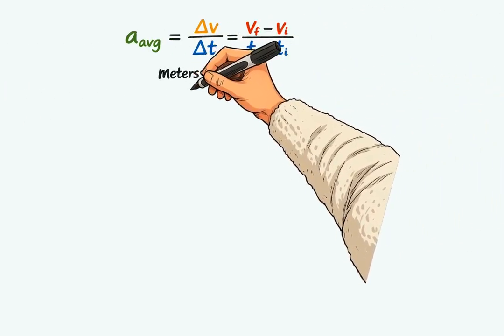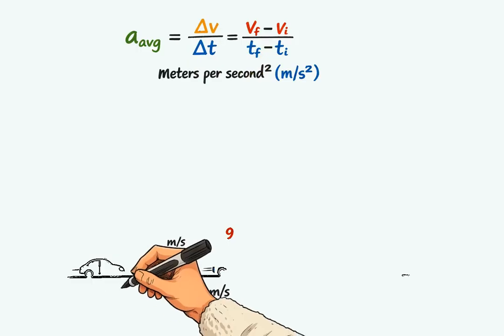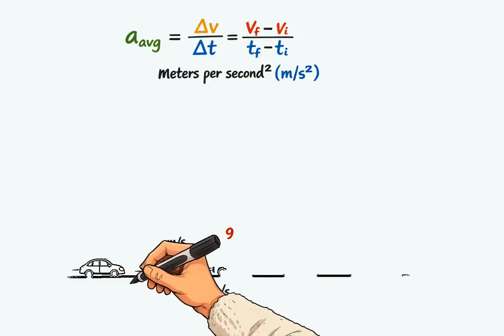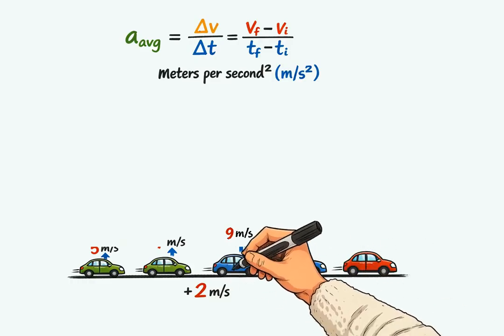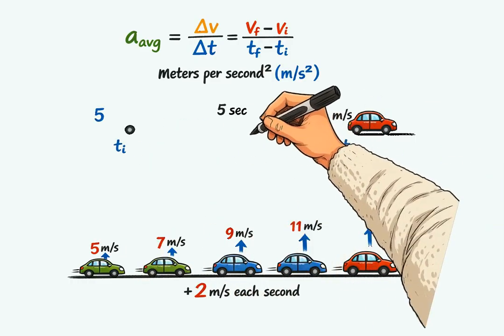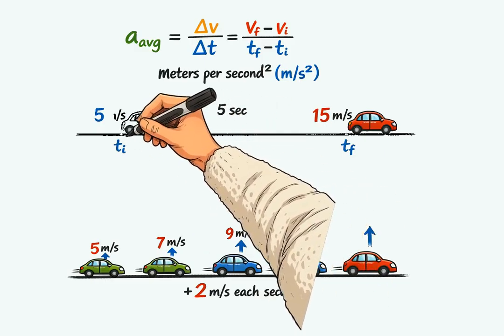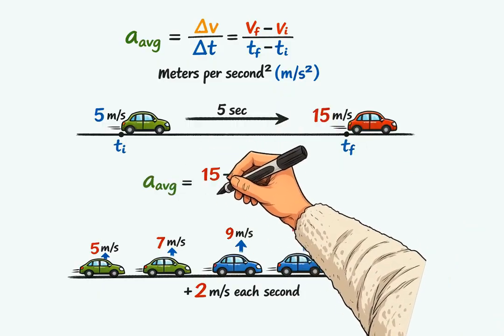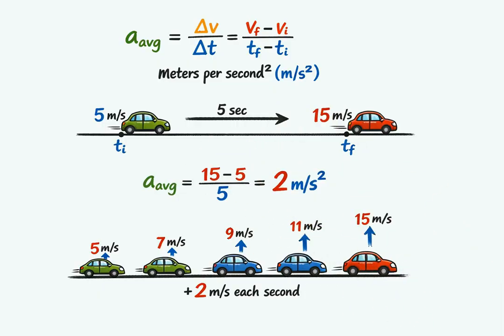As with velocity, the cleanest entry point is an average. If velocity changes from v sub i at time t sub i to v sub f at time t sub f, the average acceleration is a sub avg equals delta v over delta t equals v sub f minus v sub i over t sub f minus t sub i. The units follow from the definition: meters per second squared. It helps to say the unit out loud.